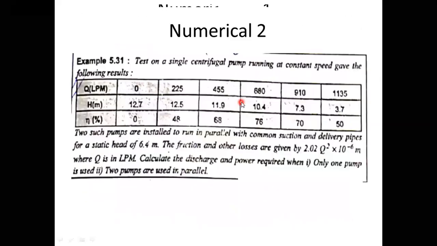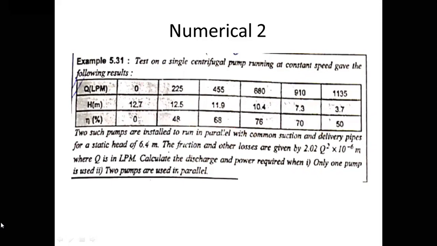The next numerical: we will study the test on a single centrifugal pump running at constant speed, which gave the following results. Q in liters per minute discharge is given in the first row, then manometric head is given in the second row, and efficiency is given in the third row.